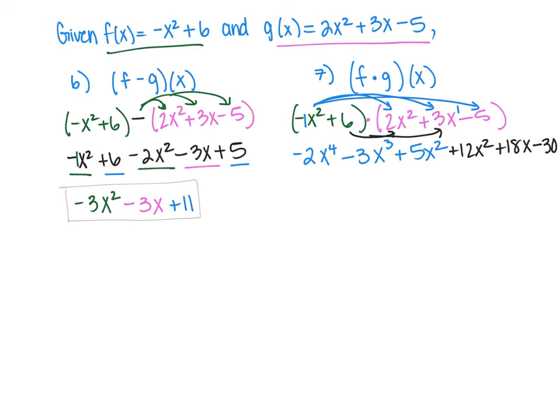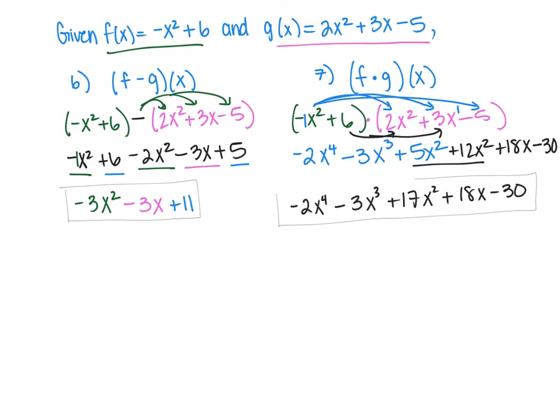So looking at this, you will start to notice that these terms are all different except for the x squares. So because these two are the same, I can combine them, but I'll bring everything else down since it doesn't have a buddy to add with. So I have a negative 2x to the 4th, negative 3x to the 3rd. I'm going to add 5 with 12 to get 17x squared plus 18x minus 30. And so this here is the most simplified answer because all the exponents are different, so I can no longer combine.